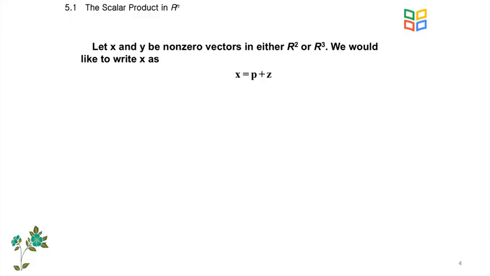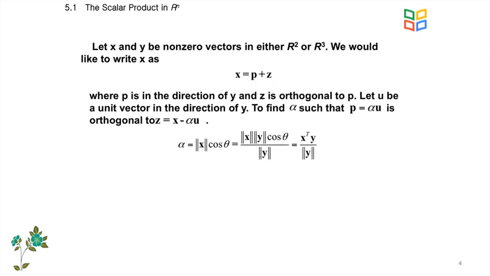Let x and y be non-zero vectors in either R2 or R3. We would like to write x equals p plus z. So here, p is in the direction of y and z is orthogonal to p. Let u be a unit vector in the direction of y. To find alpha such that p equals alpha u is orthogonal to z equals x minus alpha u, we can see this from this figure.